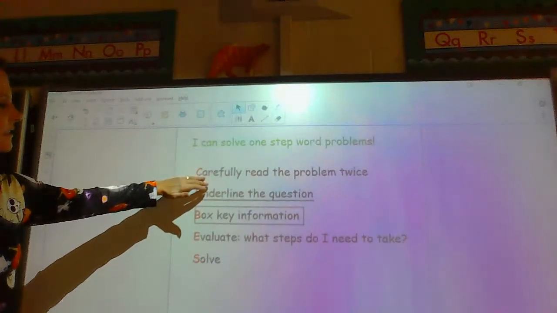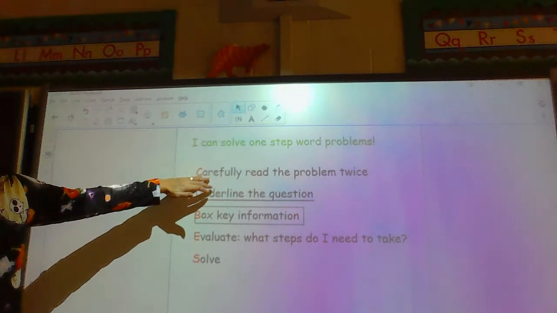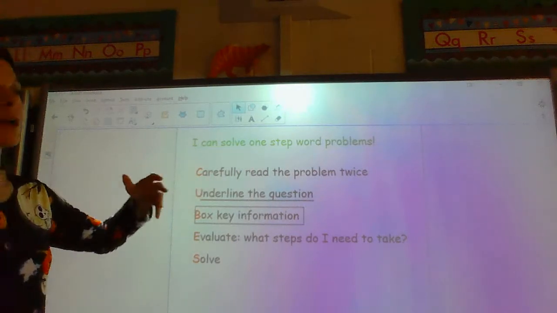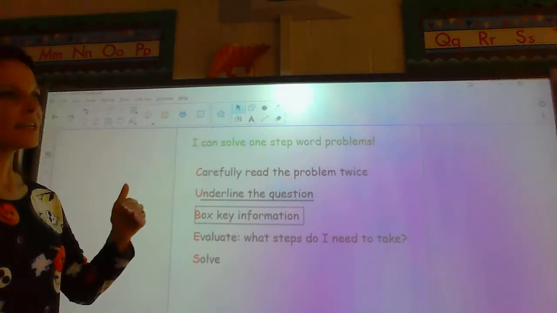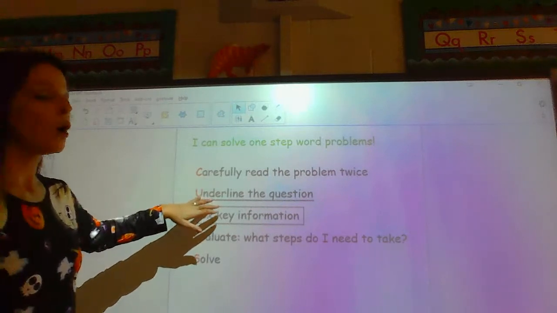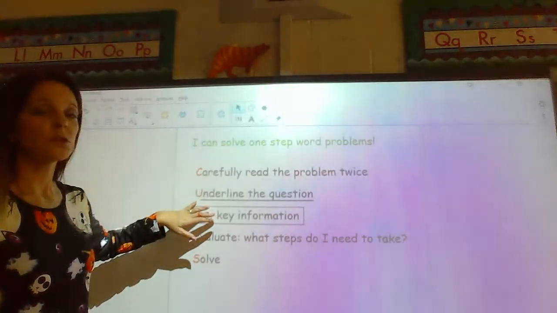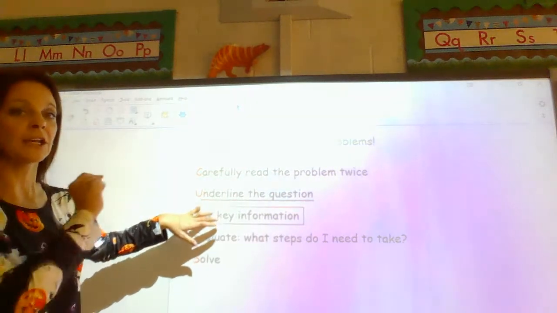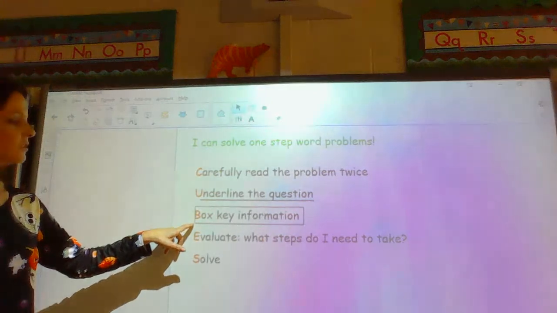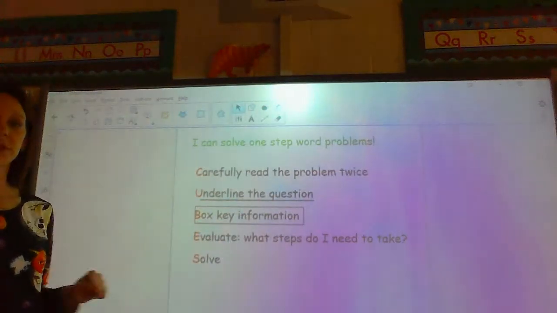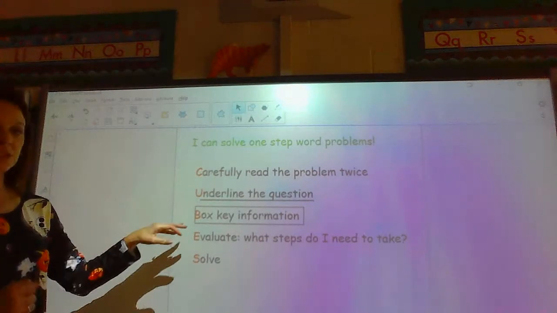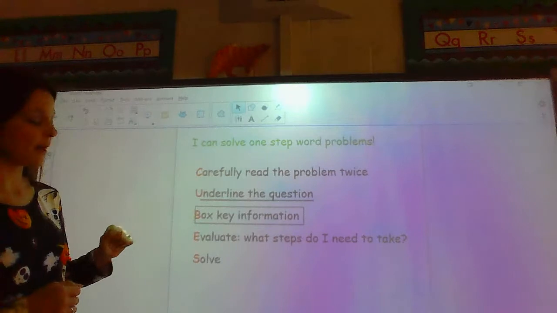Our C stands for carefully read the problem twice. The first time we read the word problem, we're really just trying to get our words. The second time is when our brain really starts taking the information in. You underline the question. So you want to locate the question in the problem and underline it. Then box key information. So you'll simply draw a box around important information like keywords, numbers. That way it's easier to go back and find it while you're solving your problem.